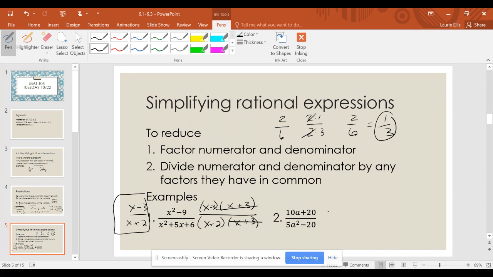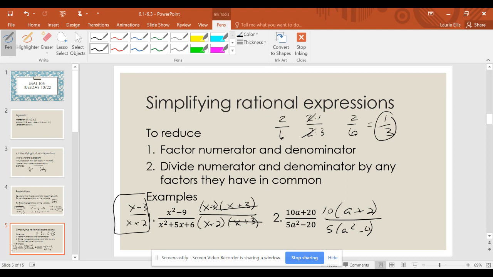In the numerator, my greatest common factor is 10, so I'm going to factor out the 10: a plus 2. In my denominator, I see the greatest common factor is 5, so 5 times a squared minus 4. But I'm not done yet. I still see this a squared minus 4 is the difference of two squares, so I can keep going.